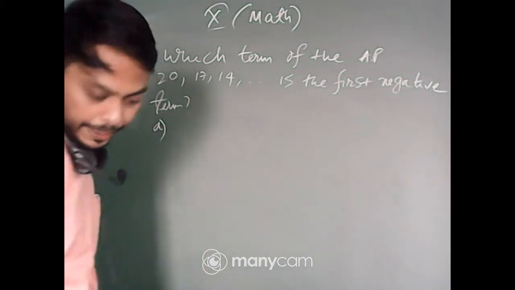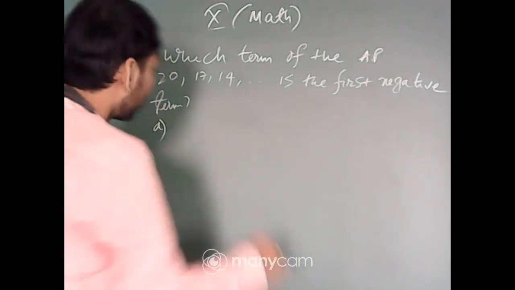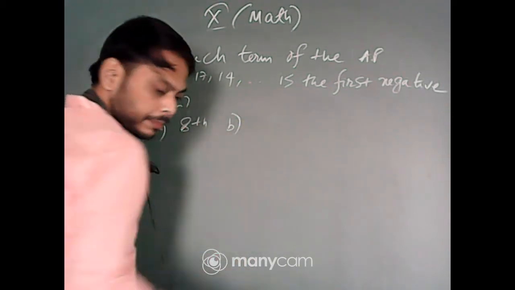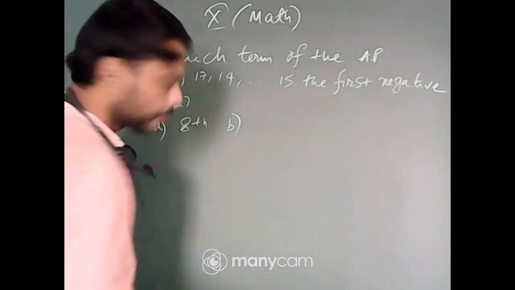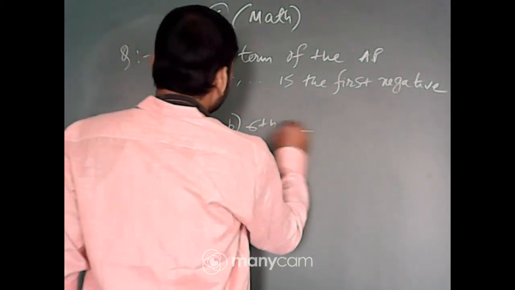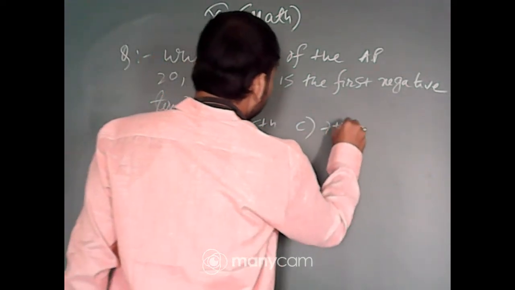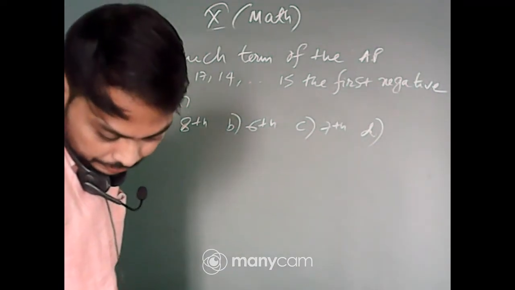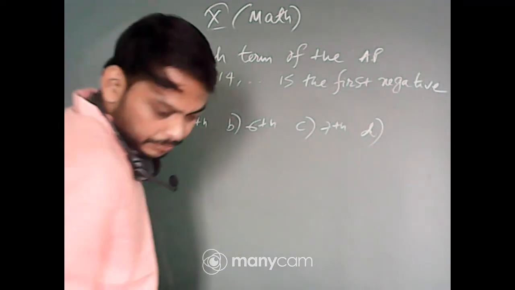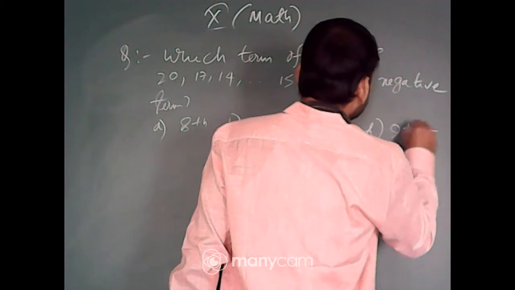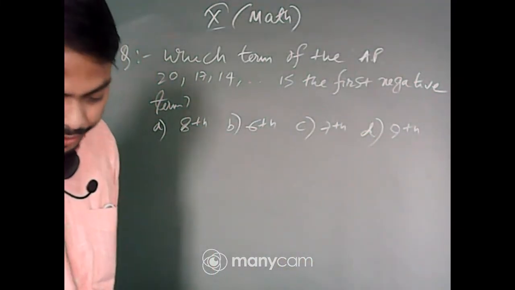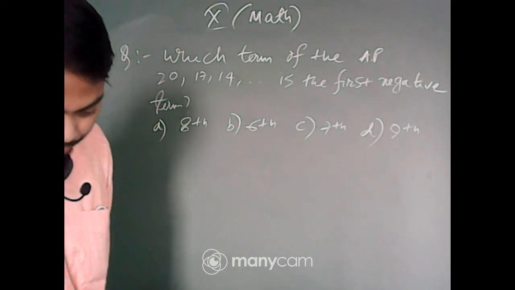Option A, eighth term. Option B, sixth term. Option C, seventh term. And option D, ninth term. Which one? You just do it and tell me. First negative term.